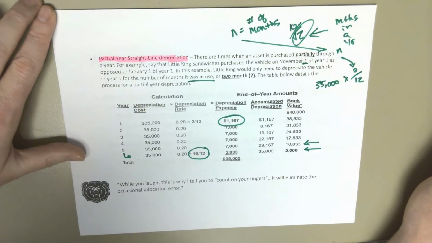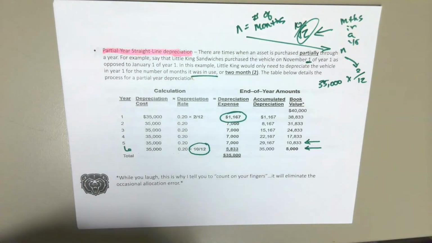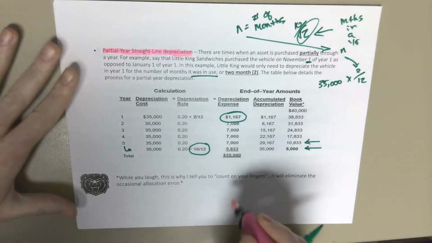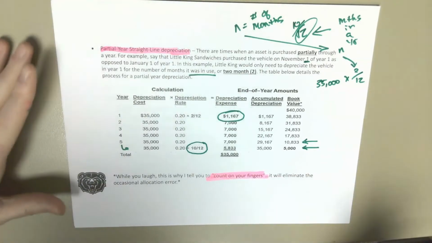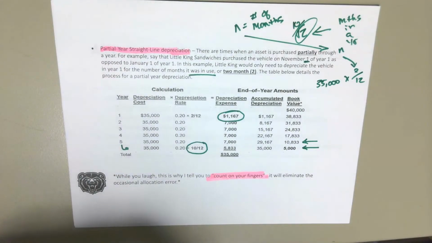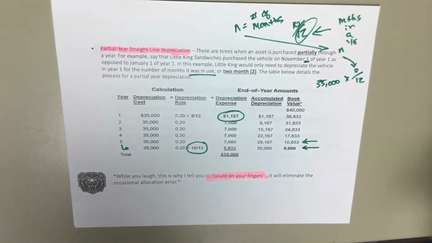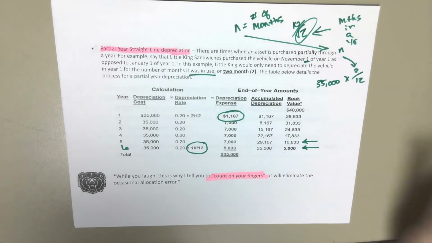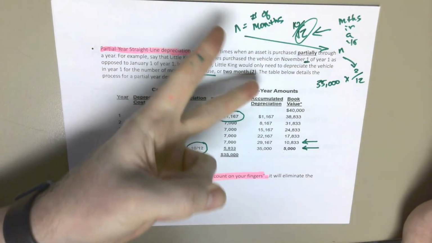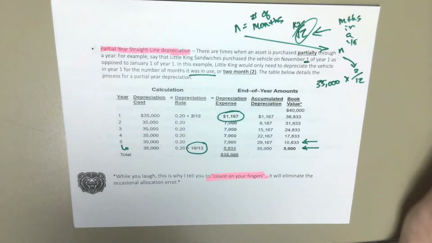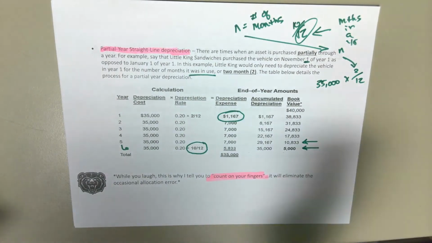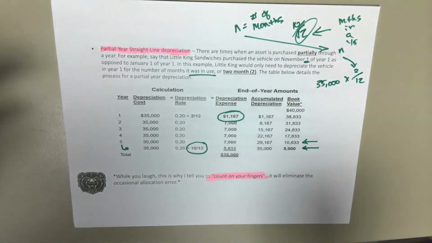So just a note, I know you guys laugh at me. I know it seems goofy, it seems silly. When I tell you count on your fingers, please just count on your fingers when it comes to this. When it comes to deciding how many months you've had something, it's going to eliminate the occasional allocation error by going November, December, okay? November, December is easy. That's 2 months.